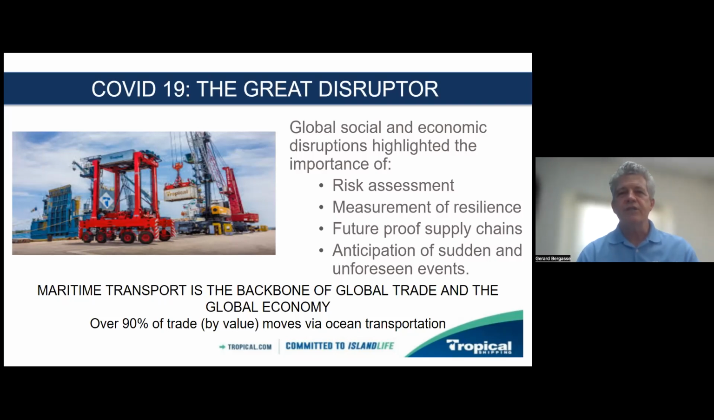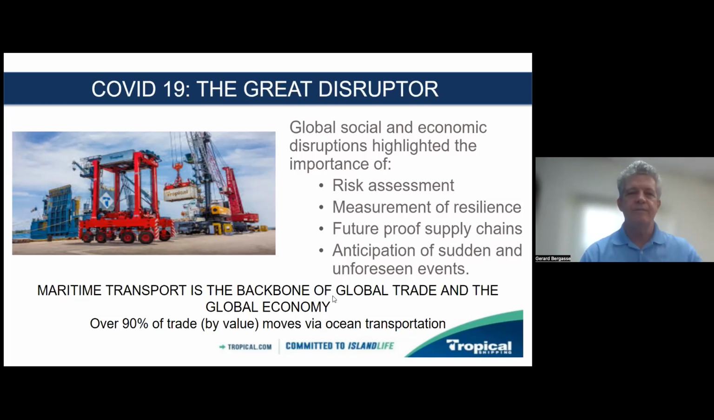The conditions of the disruptions in the supply chain have precipitated a reassessment of risk generally, and questions of how we measure our resilience, trying to determine what actions we need to take to make ourselves more resilient, attempts to future-proof supply chains. And although I am sure pandemics are quite likely identified as vulnerabilities in BCPs all over the region, COVID still took the world by surprise. And so we need to get to a place where we are anticipating sudden, unforeseen events.